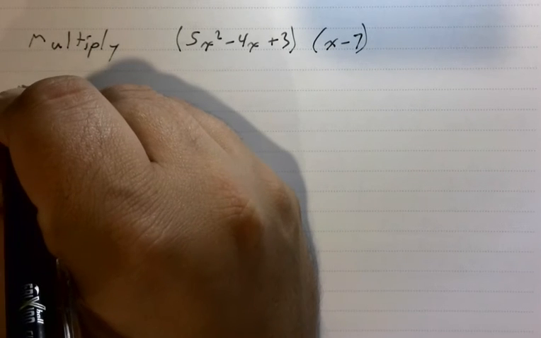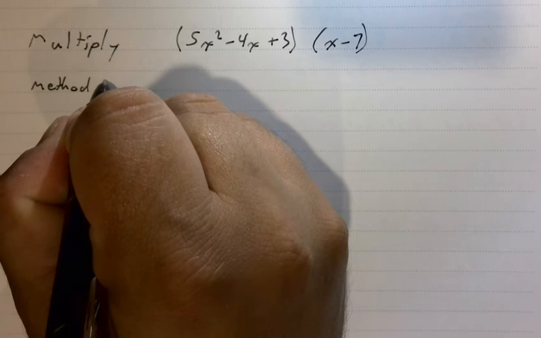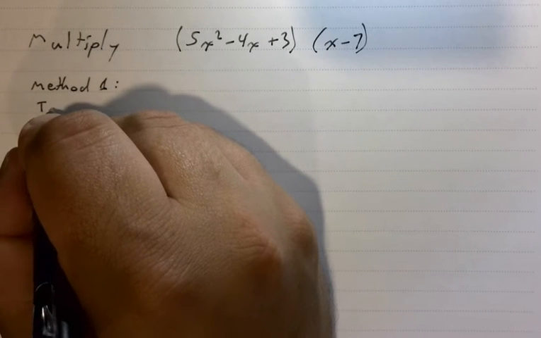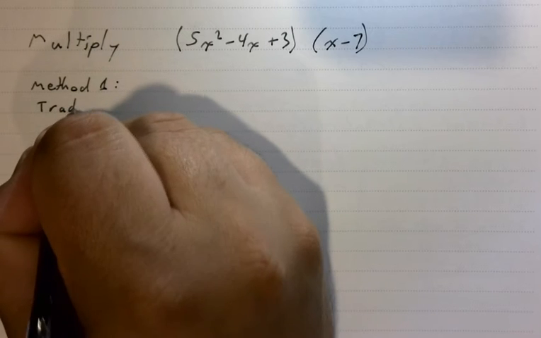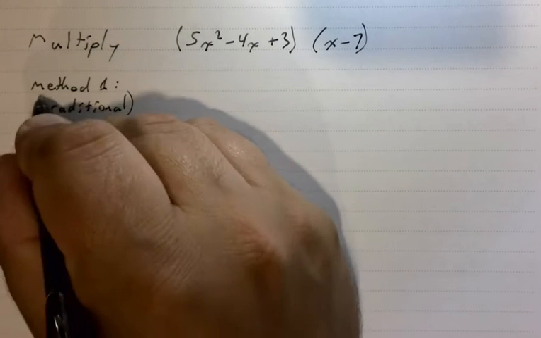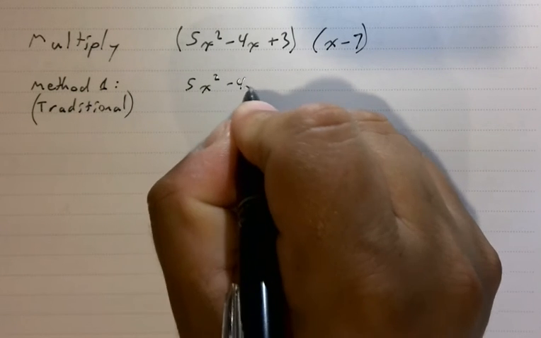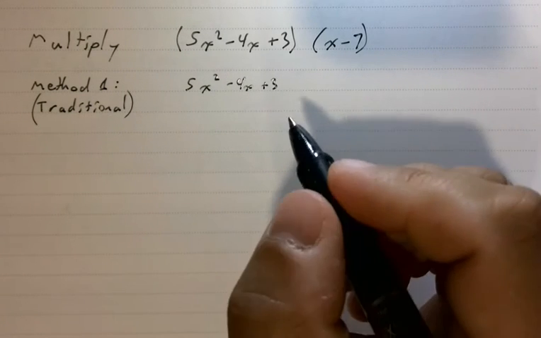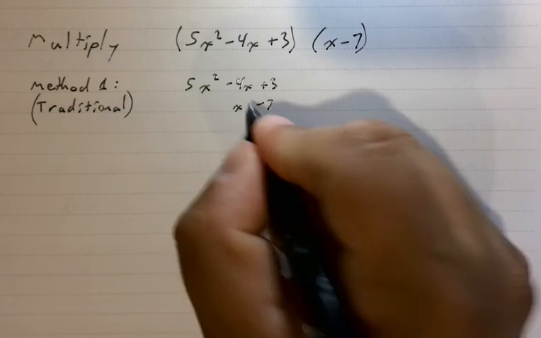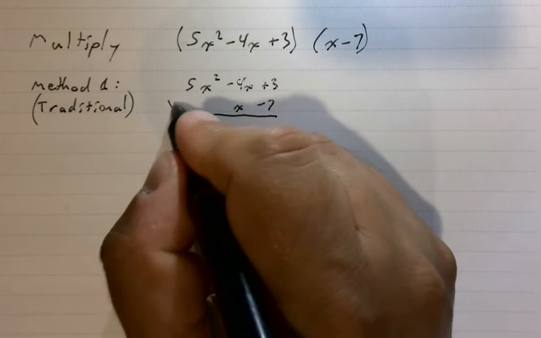And again, we're going to go through the same 3 methods that we've worked on before in the previous videos, linking your previous multiplication knowledge from earlier in your math career to the polynomial multiplication. Method 1 was more of a traditional multiplication method, where we stack vertically 5x squared minus 4x plus 3, and then using like term columns, the -7 and the x to the first from the second polynomial is going to go right here in line, and we'll multiply.